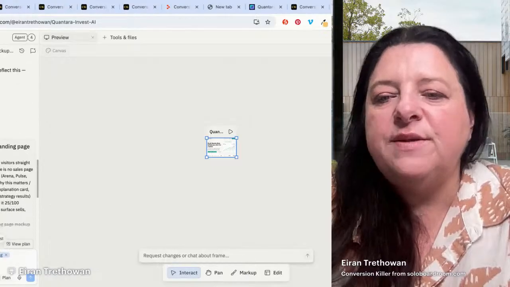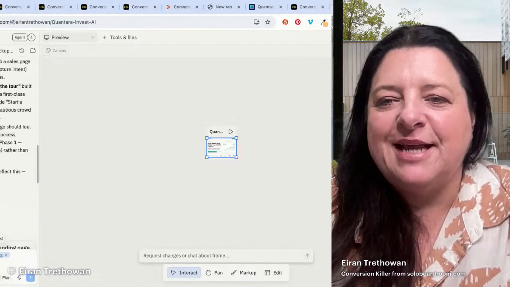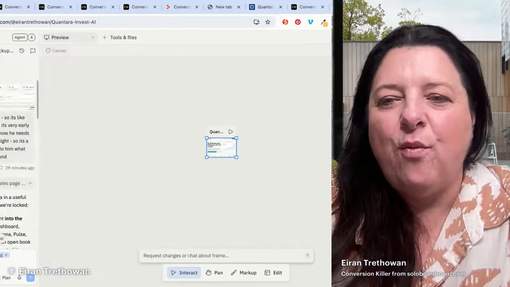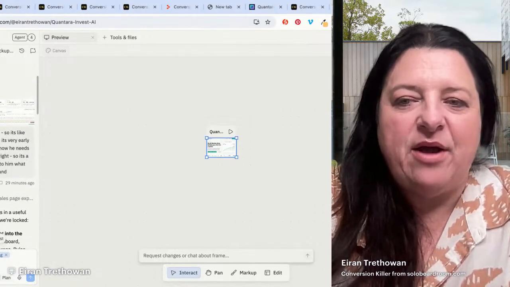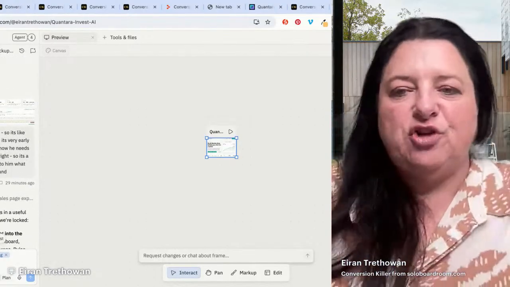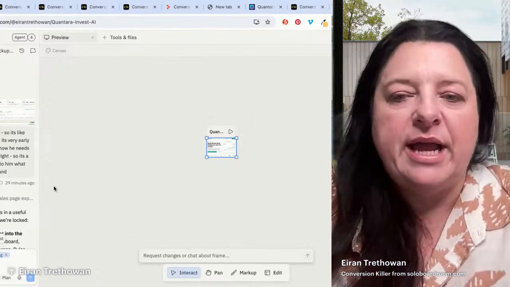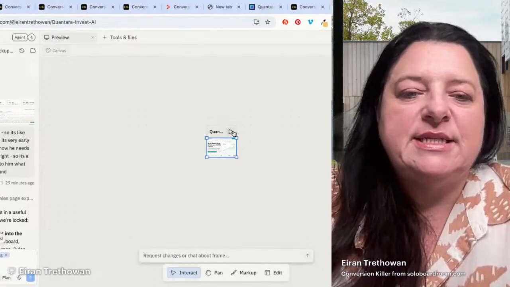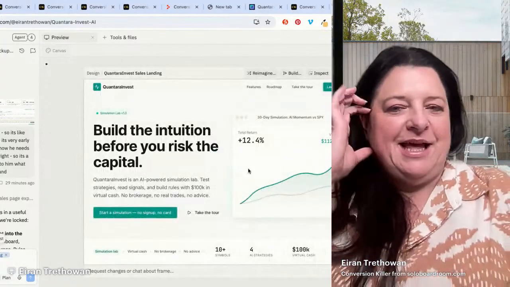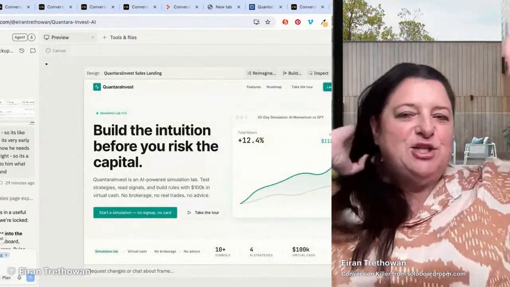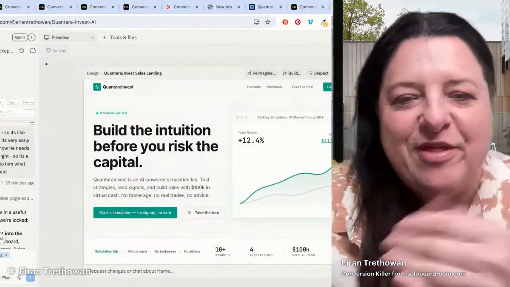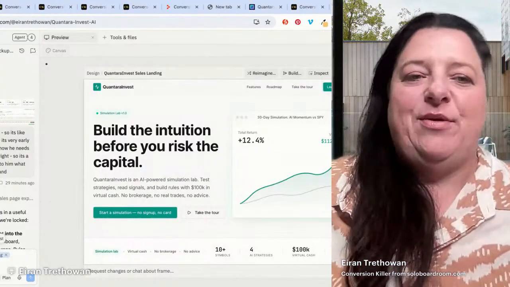We talked about, Agent and I had a little discussion about where this app really is at. It doesn't actually have the sales infrastructure set up yet, but it will, and this is kind of what it would look like. And so we addressed the pain point straight up. We said, build the intuition before you risk the capital. That is literally what you're doing here with this app.